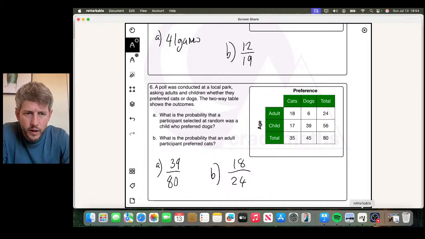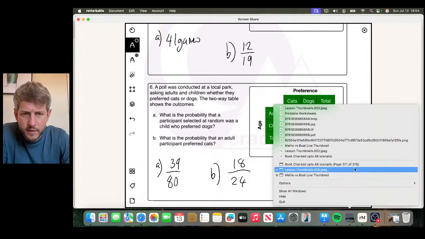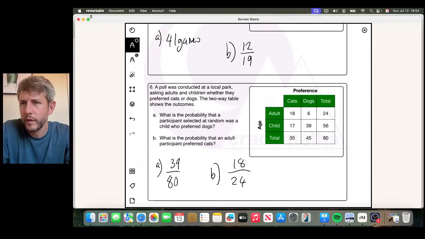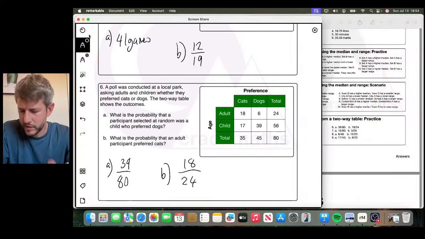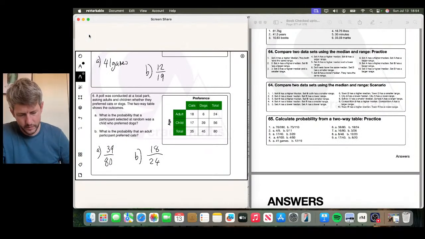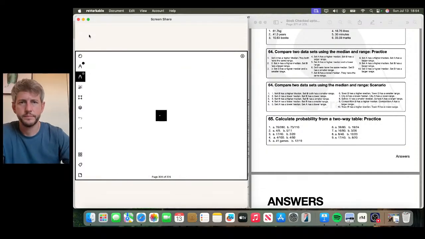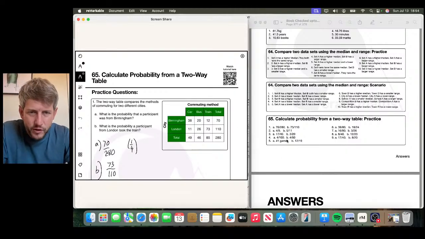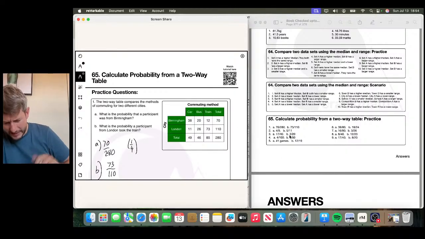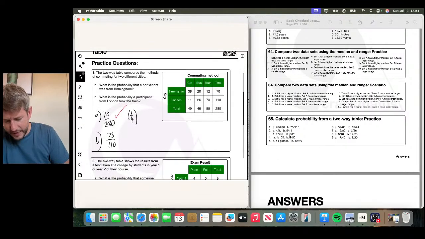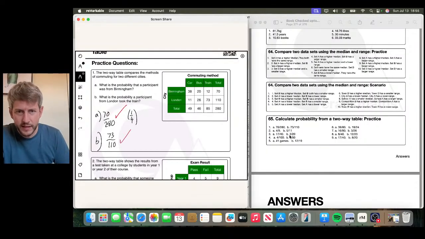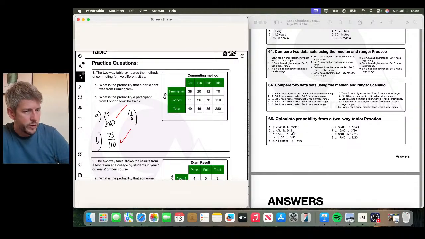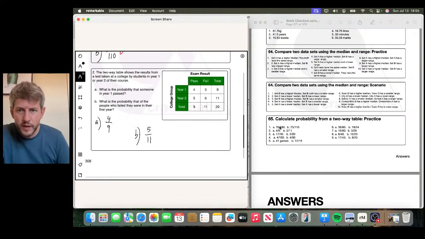Okay, so let's get the answer scheme up. Yep, so I haven't gone for the simplified things. That's fine. With probability, often people like to keep the unsimplified form because it gives you a little bit more information, especially when it's out of real data. So that's there.